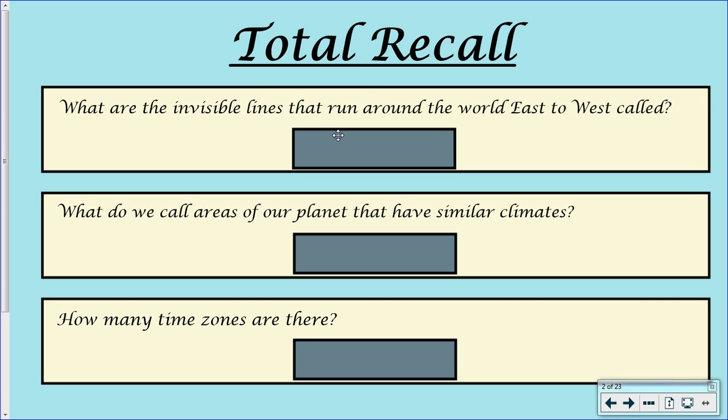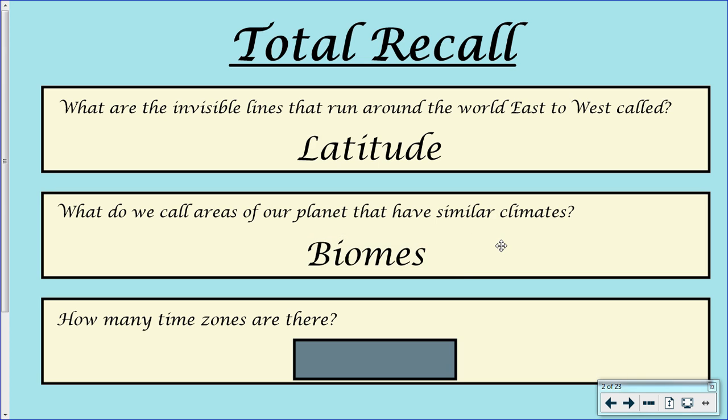So hopefully you had lines of latitude for the first one. So they run flat round the earth. Areas that have similar climates, we call them biomes. And of course there are 24 time zones, just like there are 24 hours in the day. So well done if you remembered all of those.